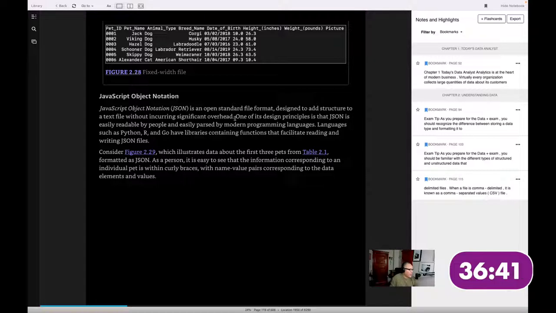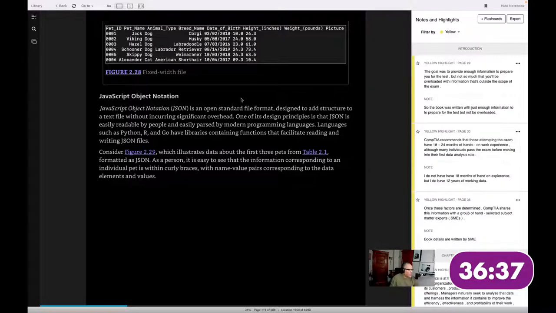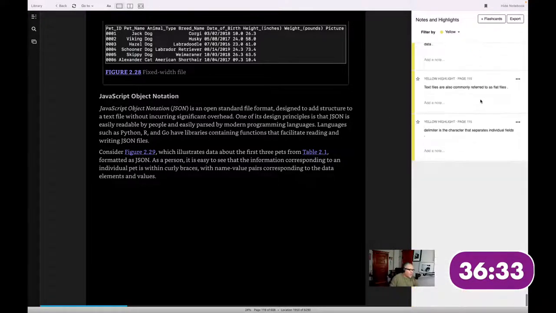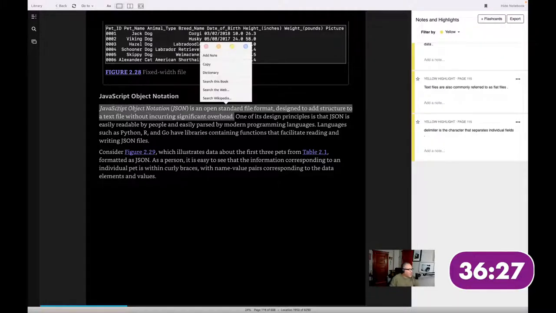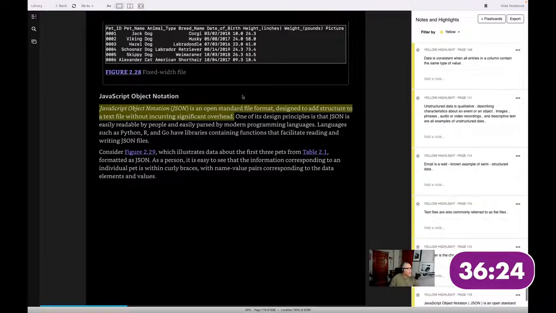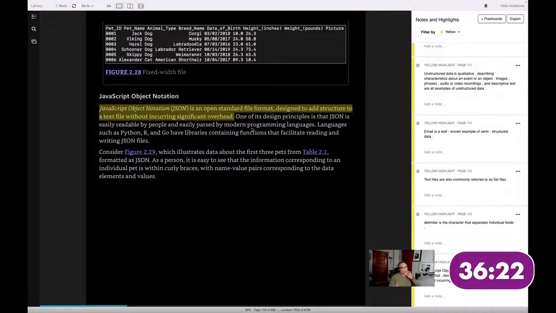That's interesting. We should probably put that in yellow. Let's scurry on down to where we are. What is a JSON file? I don't know that they would give us JSON file. I could see them saying, what is JavaScript Object Notation file? I could see that being a thing.